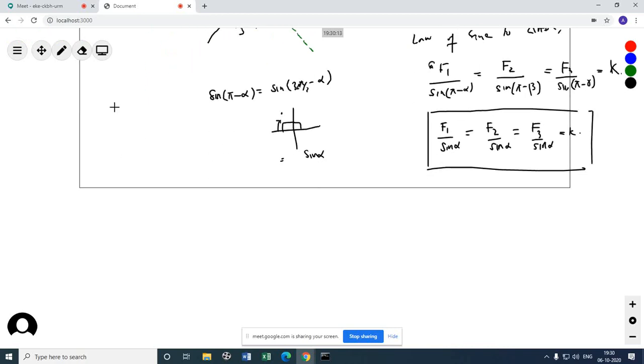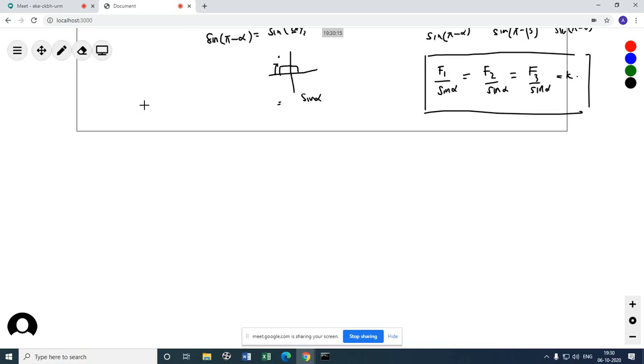Lami's theorem. But should it not be F2 by sine beta? Oh yeah, beta, sorry. Yeah, that is the one I'm saying. I meant that only, but my hand wrote something else. So this is called Lami's theorem. It is an extremely important theorem when you are dealing with concurrent forces.